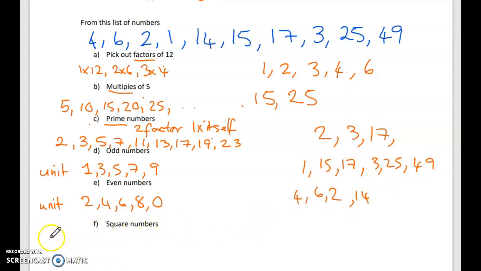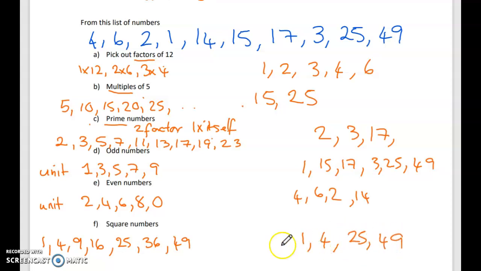Okay, our square numbers. Let's see if you remember our square numbers. We've got 1 times 1 is 1, 2 times 2 is 4, 3 times 3 is 9, 4 times 4 is 16, 5 times 5 is 25, 6 times 6 is 36, 7 times 7 is 49. Which ones are in our list? We've got 1, we've got 4, we haven't got 9, we haven't got 16, we've got 25 and 49. So that's our square numbers again.